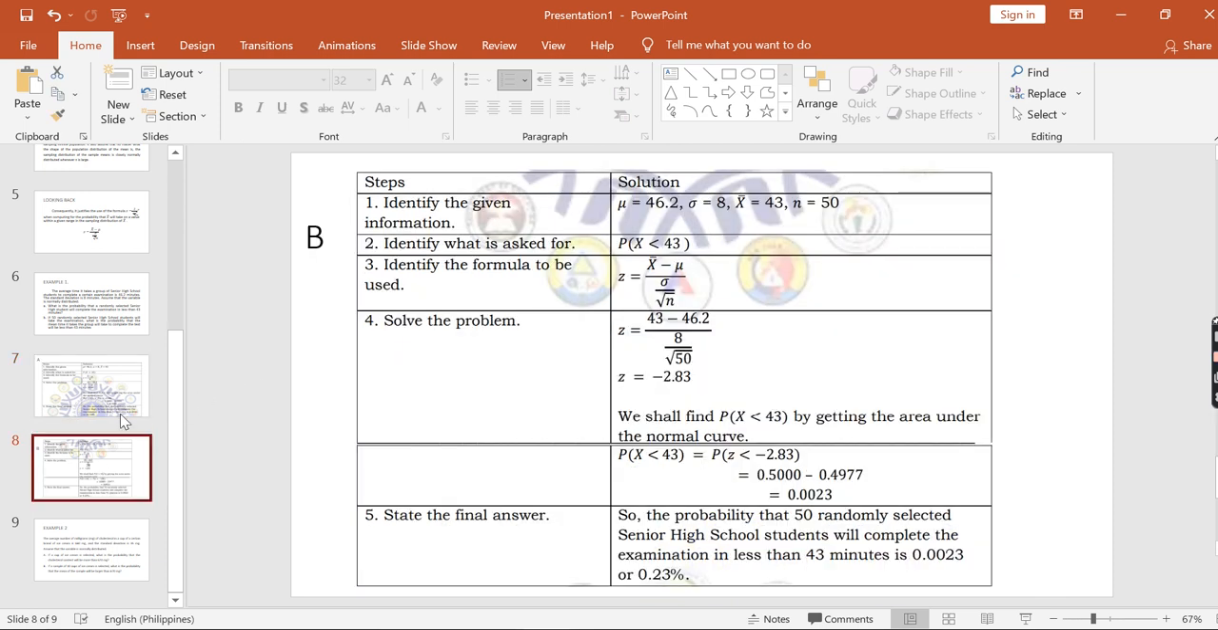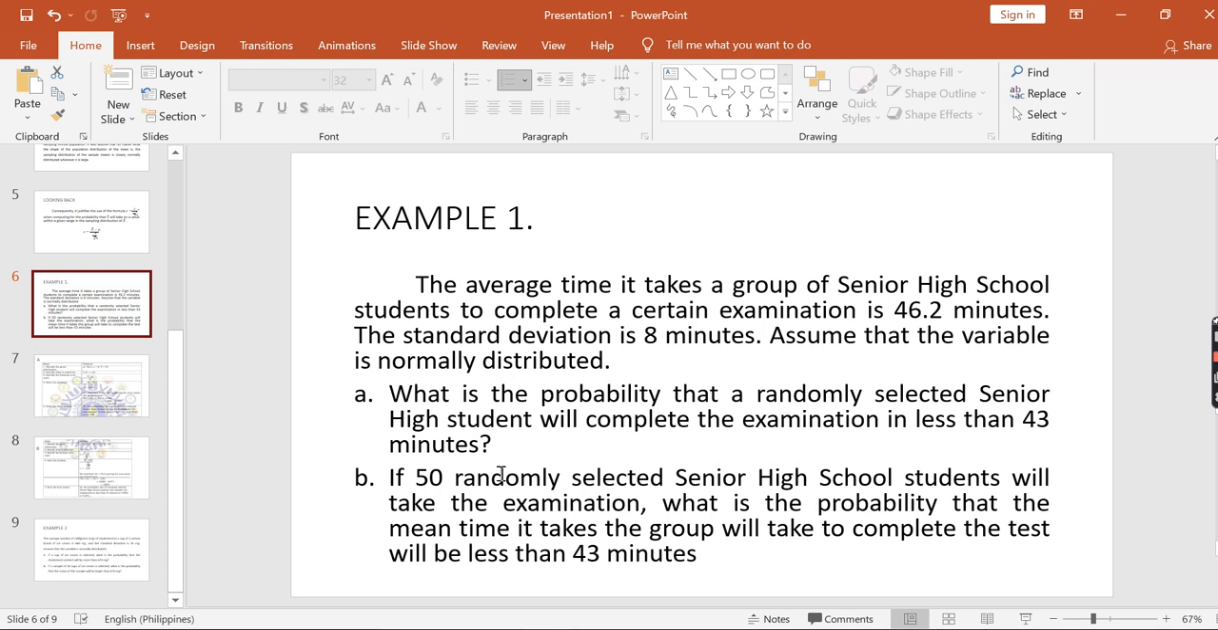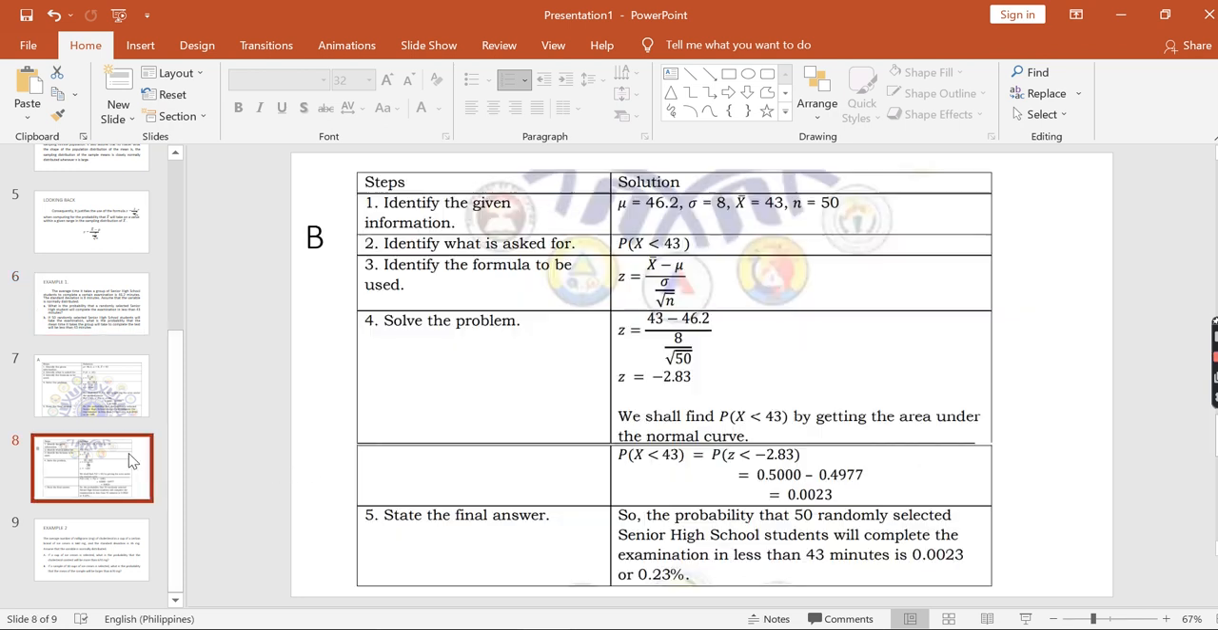Next, for letter B, the question is, say 50 randomly selected senior high school students will take the exam. Now, you are asked for the probability that the mean time it takes the group to complete the test will be less than 43 minutes. So this is the solution for that.